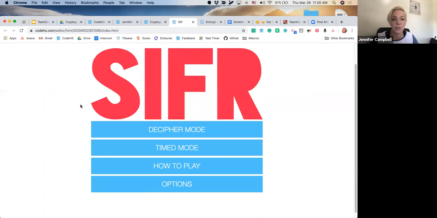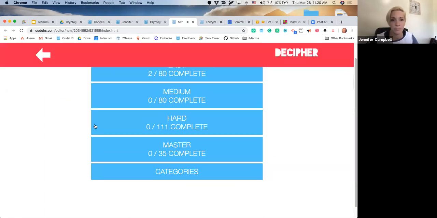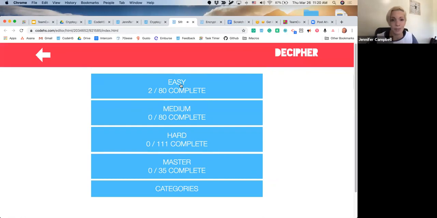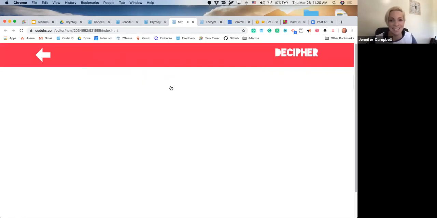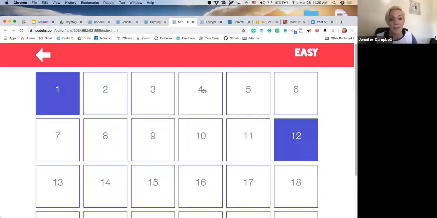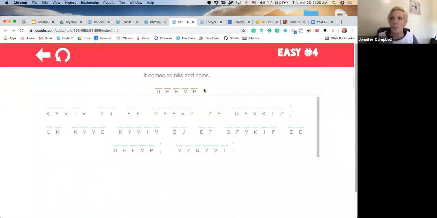And when you get to this, you're going to choose decipher mode. And I guess it's up to you, but I'm going to go with this. All right, we're going to do one together and then I'll give you 5 minutes to try some on your own. Now the good thing with this, and someone brought this up when I was saying what makes it difficult: if you don't have some sort of lead in, it does make it difficult. So this kind of gives us a starting point. It comes as bills and coins. What do you think this might be? And this one you can just shout out.